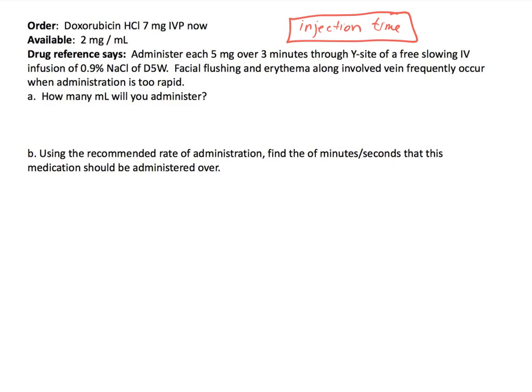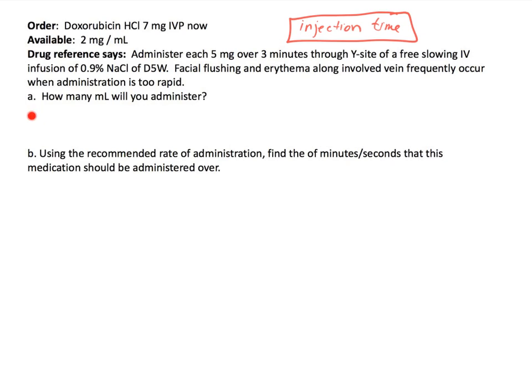If we look at this problem, our order is for this drug. I'm not even going to try to pronounce it. But we need to give 7 milligrams via IV push right now. This drug is available 2 milligrams every milliliter, so that's the strength of the drug. We look at the reference, and it says that this drug needs to be administered every 5 milligrams over 3 minutes, and it's going to be into the Y site of an IV. So it also gives some information about what we should look for if we are administering the drug too fast.